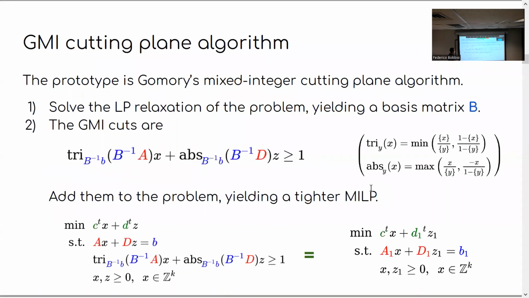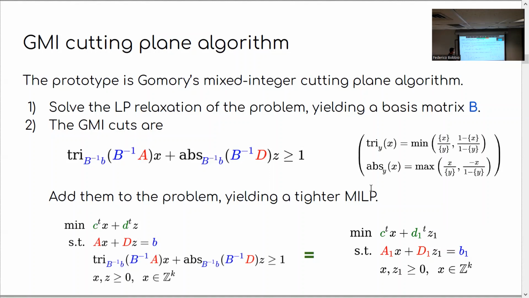Cool. So I'm going to talk today, really focusing on one particular algorithm called Gomory's mixed integer cutting plane algorithm. At least that's how I call it. And that's the prototype for these kinds of things. So it works like this, basically. First, you take your MILP and you solve the LP relaxation. And solving that, say with the simplex algorithm, you end up with a basis matrix, which is invertible.